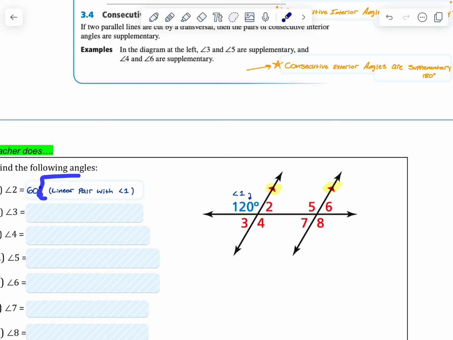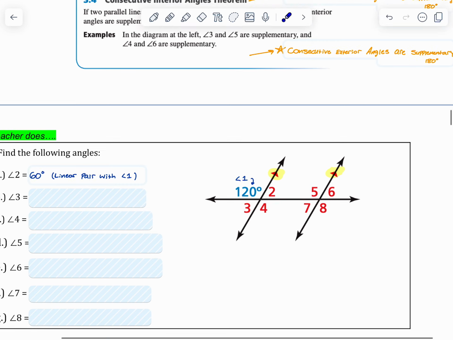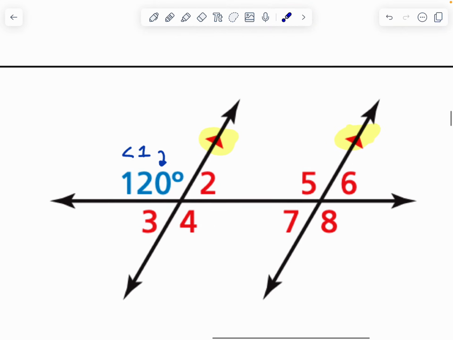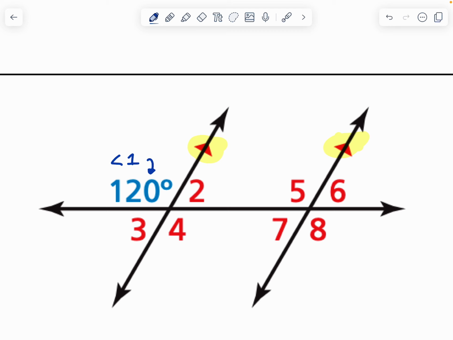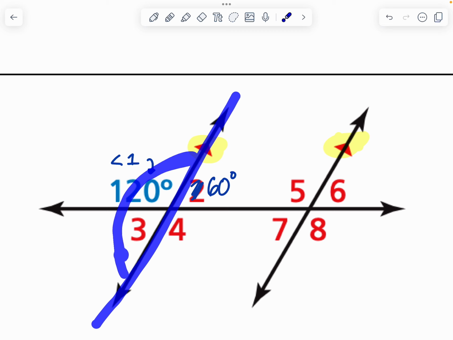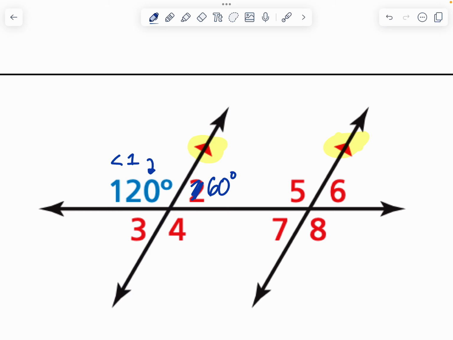You don't need to write this every single time, but I would for this first example, just to help you understand where these answers are coming from. Okay, well, how about angle 3? There are two ways that we can find angle 3. I now know that this angle 2 is 60 degrees. Well, we have another linear pair here, right? We have angle 1 and angle 3 that create a straight line, just as we found angle 2.